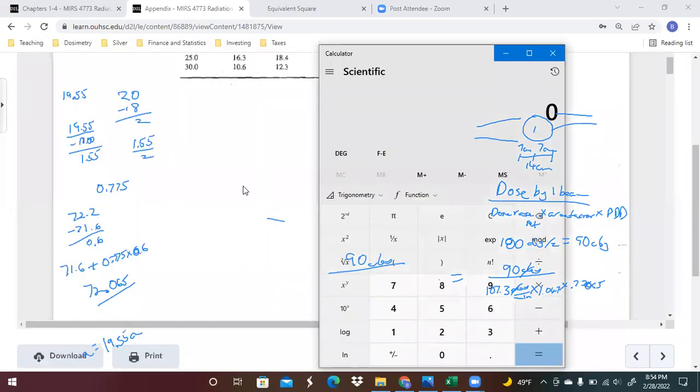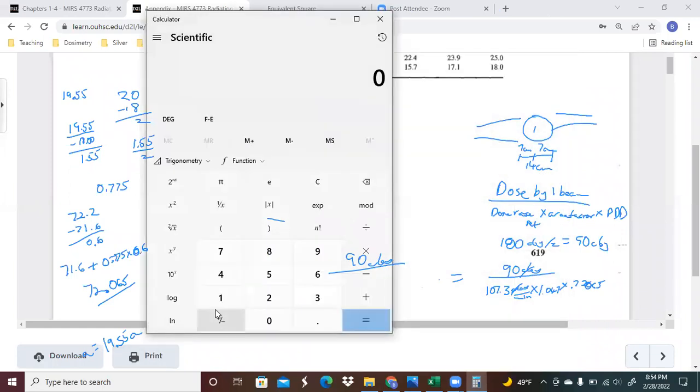Okay. So I'm going to take 107.3 multiplied by 1.047 multiplied by 0.72065. So that's going to be my number, 80.96. Now I'm going to use a small little trick here that sometimes helps, because I've got to take this number and divide it into 90.